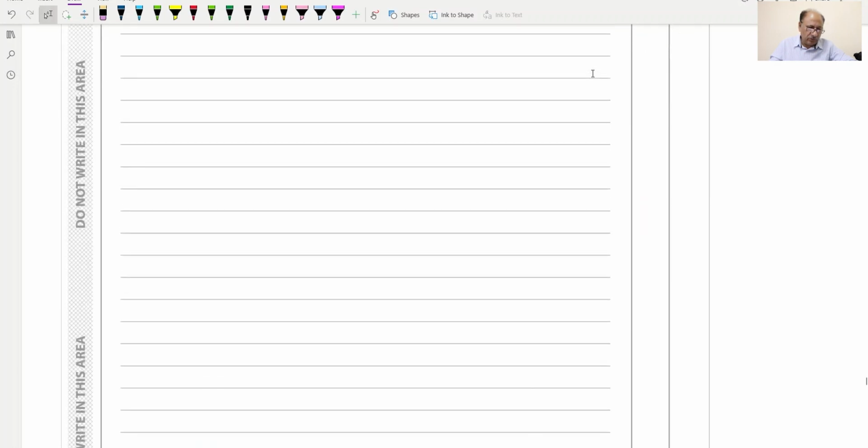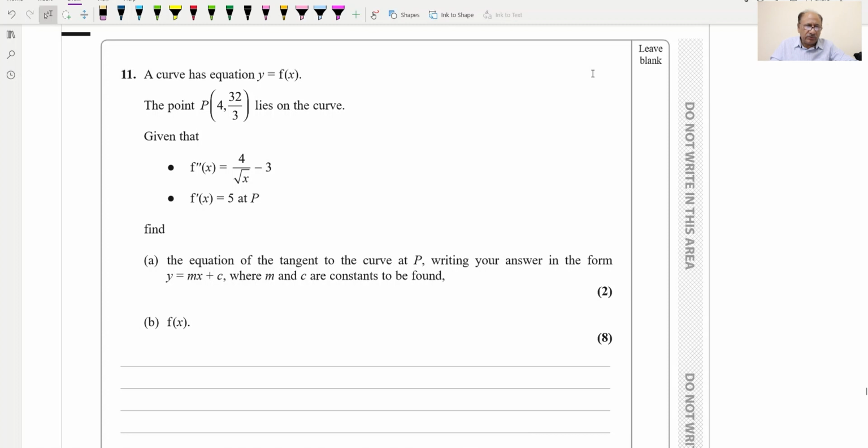Hopefully you understood this. Now question number 11. A curve has equation y is equal to f of x, and the point P (4, 32 by 3) lies on the curve. Given that f double dash of x is equal to 4 over root x minus 3, and f dash of x is equal to 5 at P, find the equation of the tangent to the curve at P, writing your answer in the form y is equal to mx plus c, where m and c are constants to be found. This is a 2-mark question.